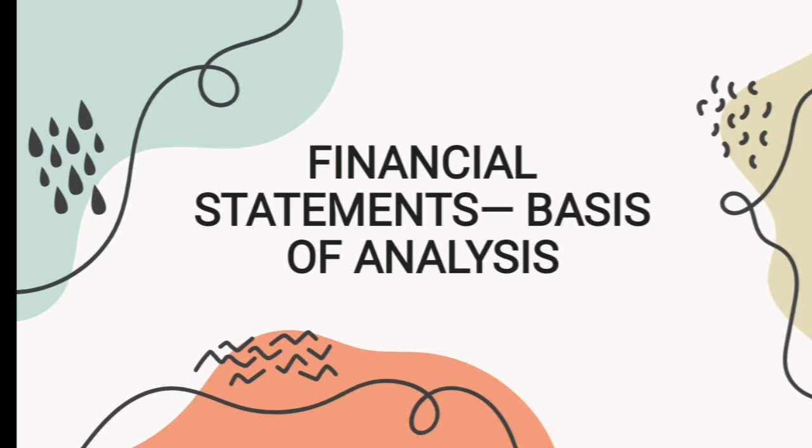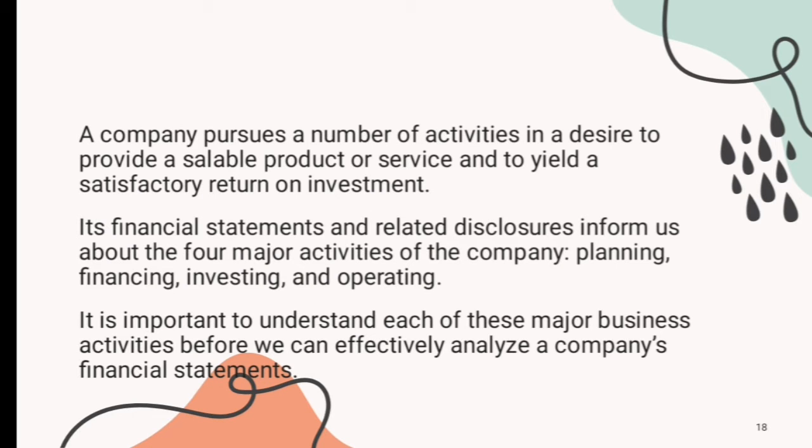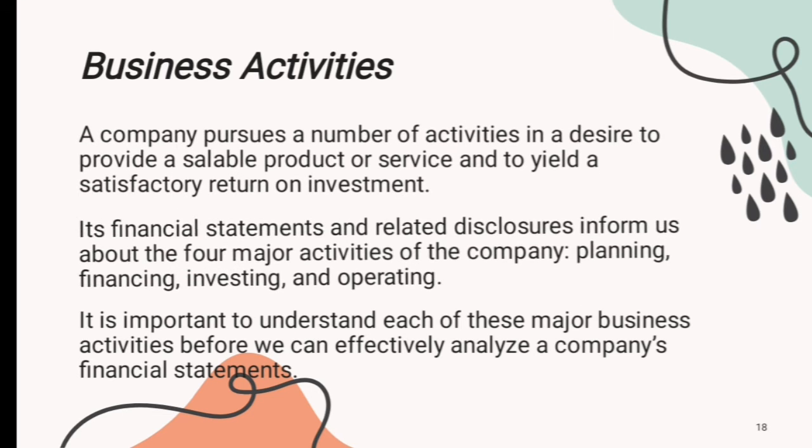Financial statements, basis of analysis. Business activities. A company pursues a number of activities in a desire to provide a sellable product or service to yield a satisfactory return on investment. Its financial statements and related disclosures inform us about the four major activities of a company: planning, financing, investing, and operating. It is important to understand each of these major business activities before we effectively analyze a company's financial statements.